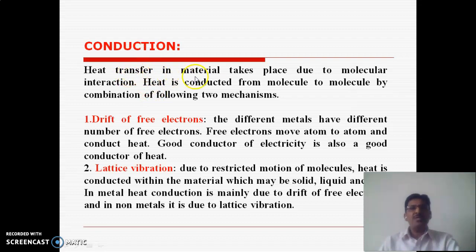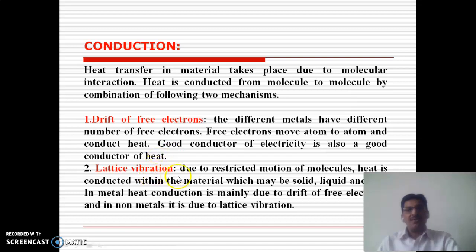Heat transfer in material takes place due to molecular interaction. Heat is conducted from molecule to molecule by a combination of two mechanisms. The first one is drift of free electrons and the second one is lattice vibration. In drift of free electrons, different metals have different numbers of free electrons. Free electrons move from atom to atom and conduct heat. So a good conductor of electricity is also a good conductor of heat.